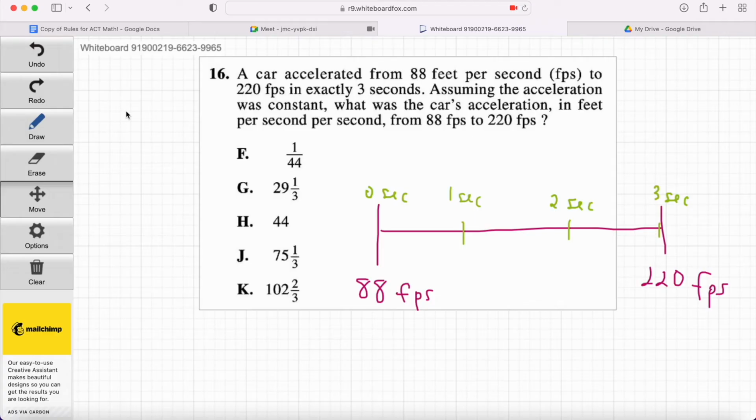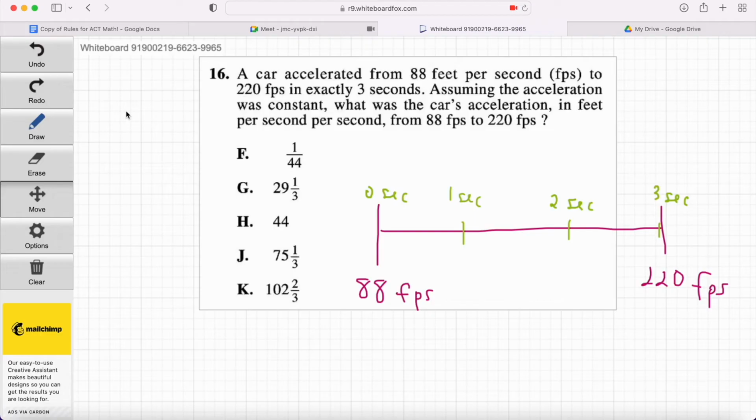So we've got to figure out how much it's accelerating per second. Basically, how much is it accelerating per each second? That's the question. One of these answer choices is going to take us up to 220 feet per second, and 4 of them just won't take us up there. Does that make some sense? I think so. We can test these answer choices.